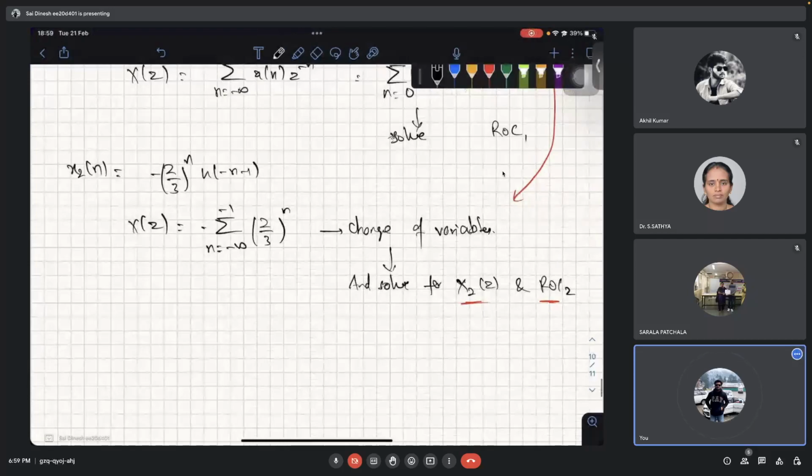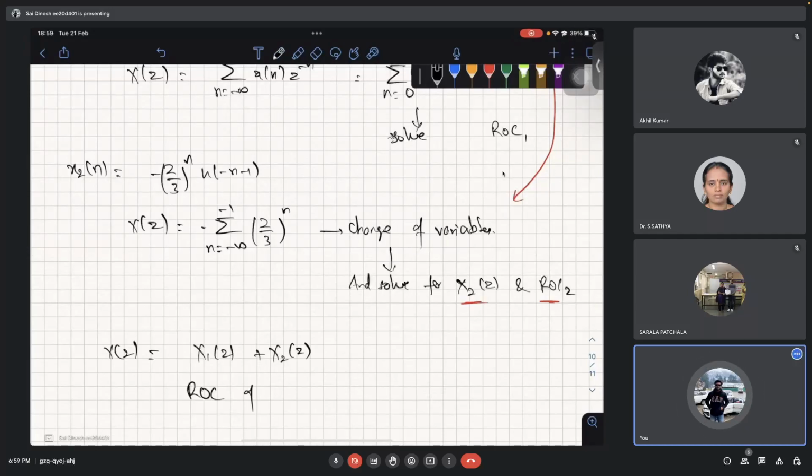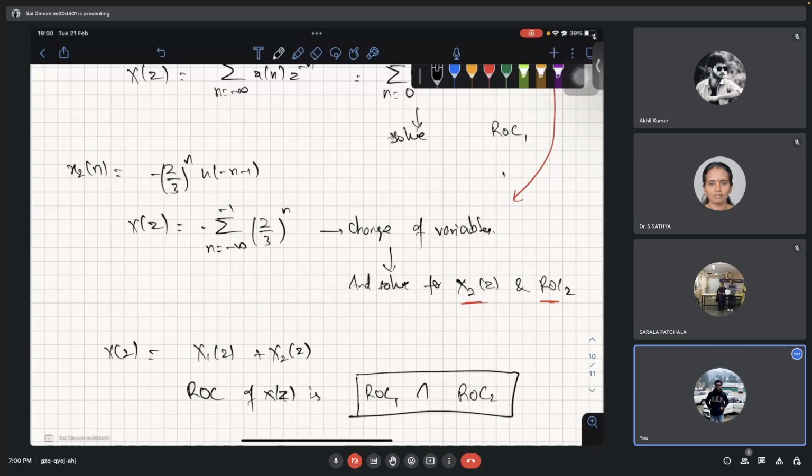So the final X of z is equal to x1 of z plus x2 of z, and then the ROC of X of z is ROC1 intersection with ROC2. So this is how you get the final X of z for this signal.